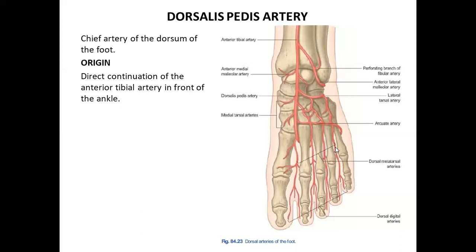What about the first dorsal metatarsal artery? The first dorsal metatarsal artery directly comes from the dorsalis pedis artery before it dips into the sole. उससे पहले, sole में जाने से पहले, end होने से पहले ये branch देती है. This is the first dorsal metatarsal artery. ये dorsal metatarsal artery आगे जाके 2 branches में divide करती है, जो कि adjacent side of great toe और second toe को supply करेगी. Okay.